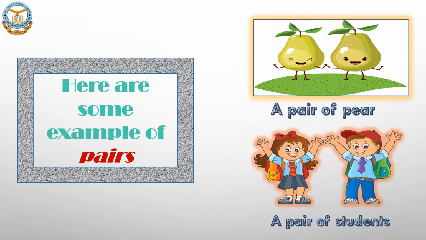Here are some more examples of pair. In picture number 1, as you can see, a pair of pears are jumping. And in picture number 2, a pair of students are enjoying their school time. So keep observing for the pairs.